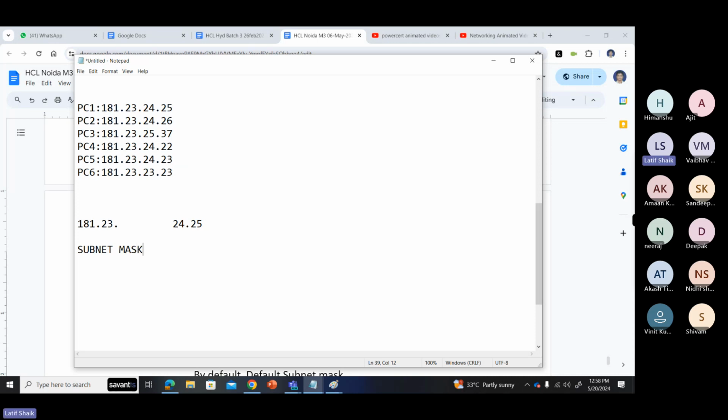So we have to give an IP address as well as a subnet mask. Using this subnet mask, your system will calculate what is the network portion, what is the host portion, what is its network ID.